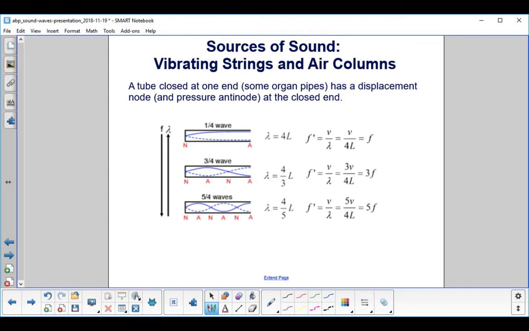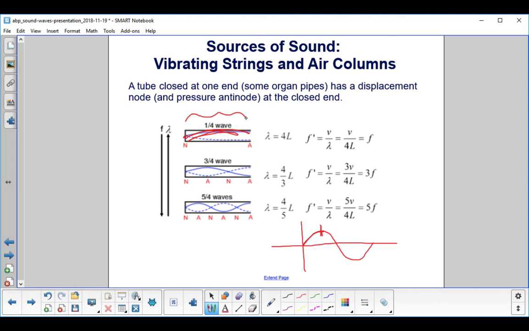Well, the first one that we can form, we start at the node here, and we go up to an antinode. And we're going to claim that's 1/4 of a wave. Why? Well, let's show a wave here. Here's our wave, like this. This is one complete wave. So what do we have? Over here, we go up and we don't come down. So how much of the wavelength is that? Well, that's 1/4.